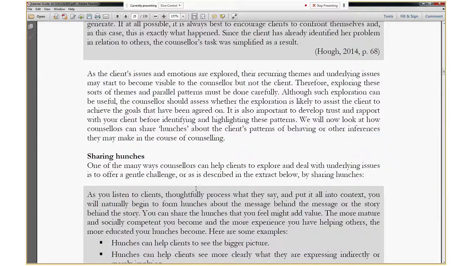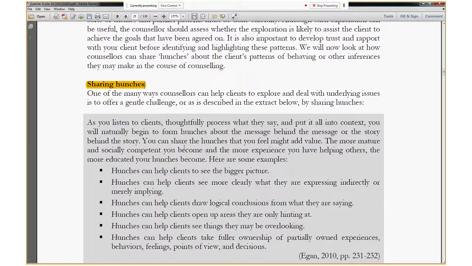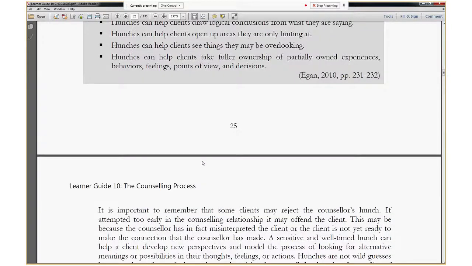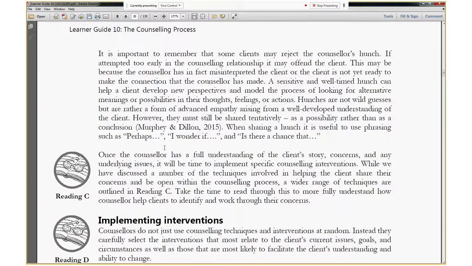Sharing hunches. You'll find in counseling that a lot of theorists and academics will tell you that you can't give any advice, or you're not supposed to put your own opinion in counseling. Well, I've got my own idea on that one. But with sharing hunches, I think everyone agrees that sometimes it's okay to express what you think is going on, or take a stab at what you feel is going on.